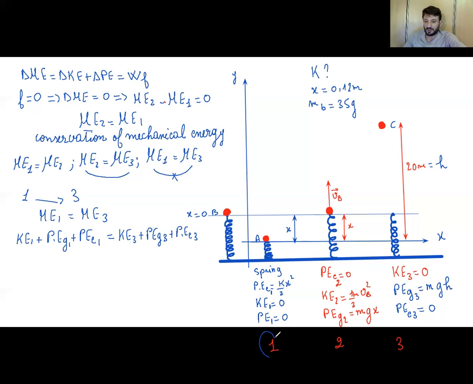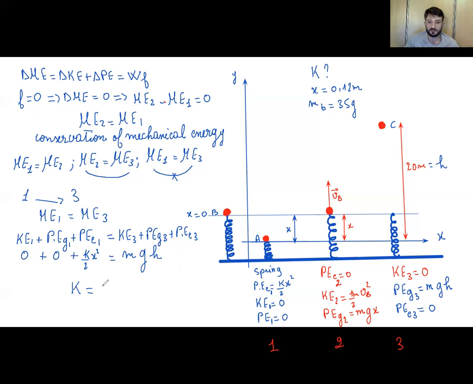We come to the state 1. What do we have? We don't have kinetic, we don't have gravitational potential energy, we have just elastic, which is half k x squared, and this equals the third state. We don't have kinetic here, we don't have elastic, we have just gravitational potential energy mgh. Okay, I need to calculate k.